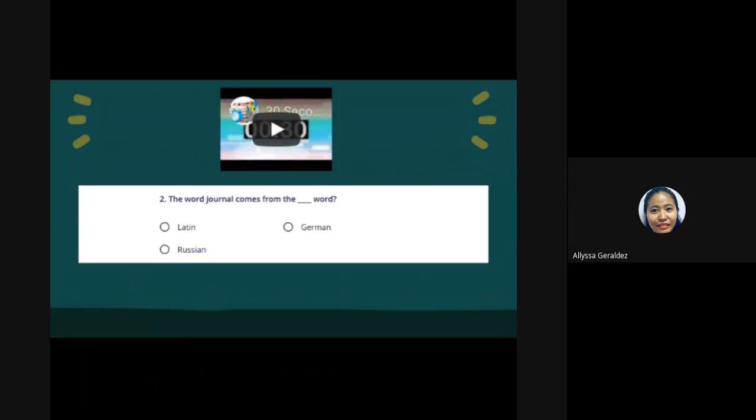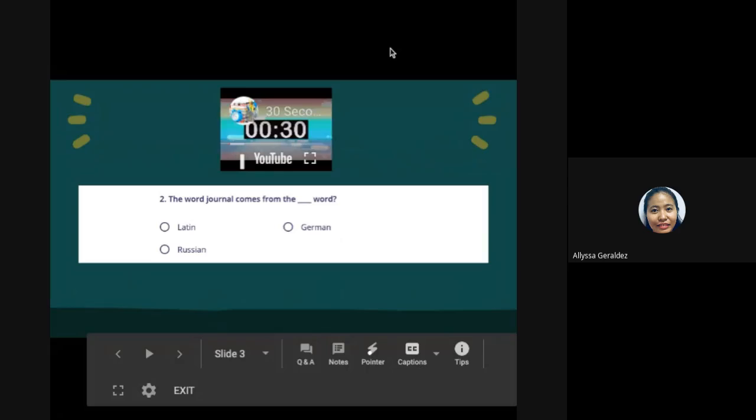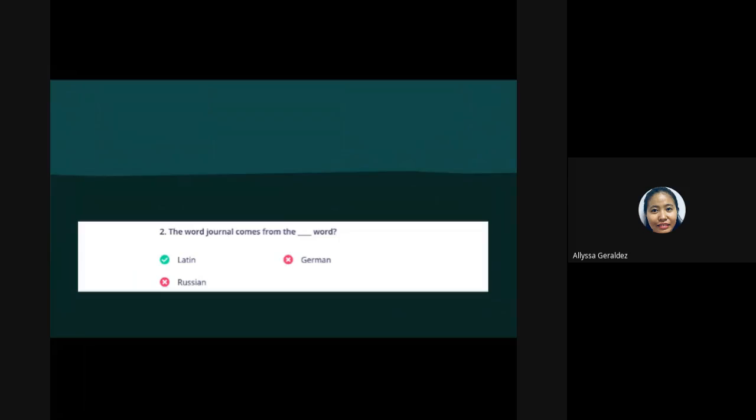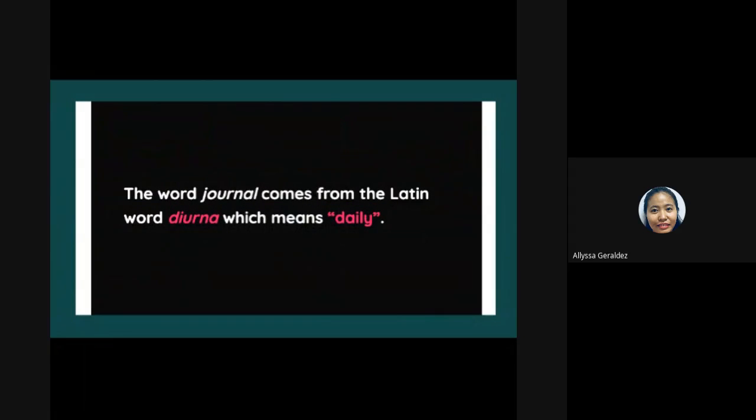Let's have this one. Fact about journalism in general. The word journal comes from the blank word, and your timer starts now. And then let's try to see if you got it right. And the answer is Latin. The word journal comes from the Latin word diurna, which means daily.